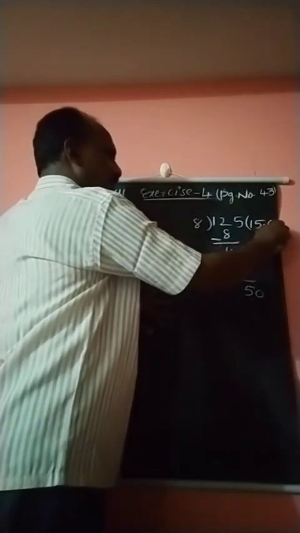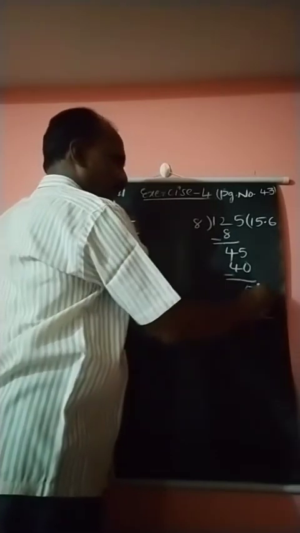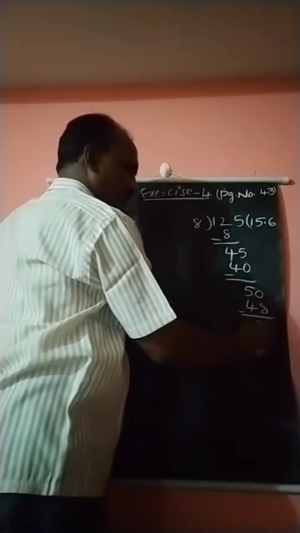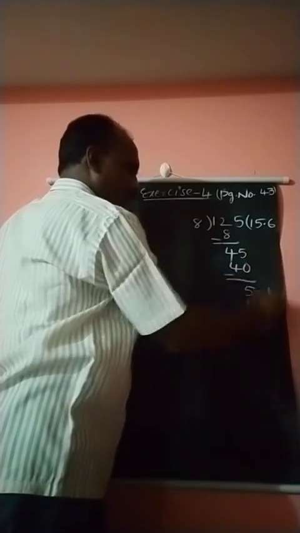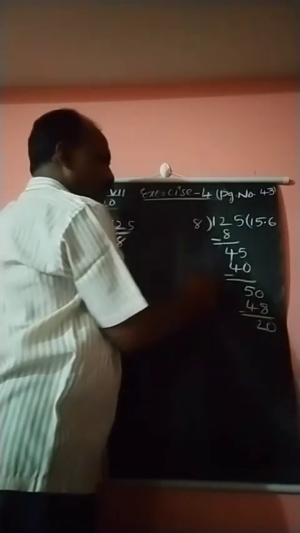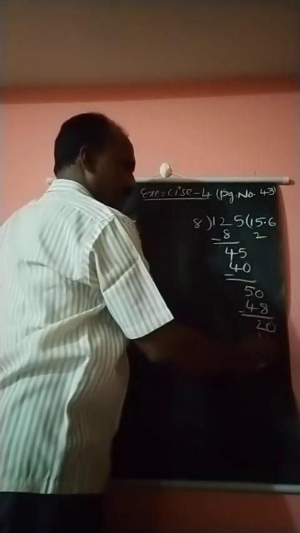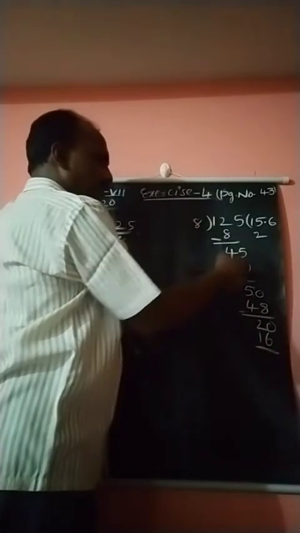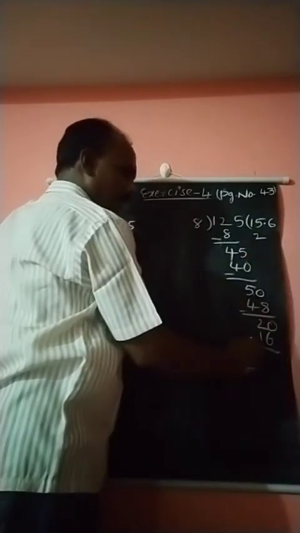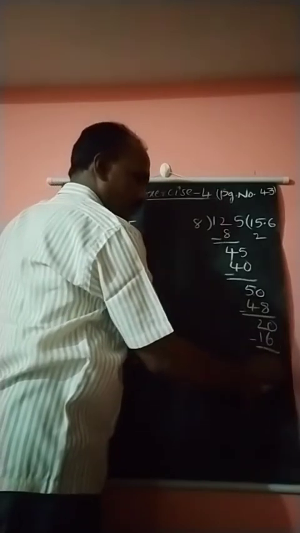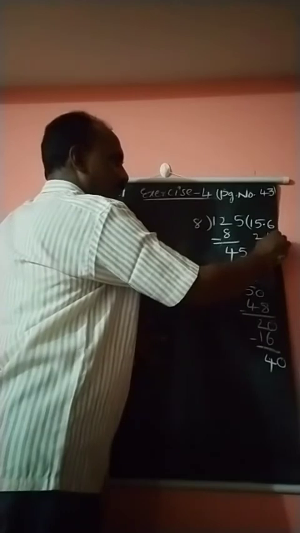8 6s are 48. And 50 minus 48 means how much? 2. And one more 0 could be put. How many times does it go? 20. 8 1s are 8. 8 2s are 16. 8 3s are 24. It won't go. And again 20 minus 16, 4. And again one more 0, put it. 8 5s are 40.